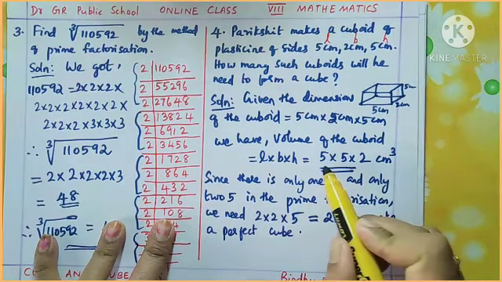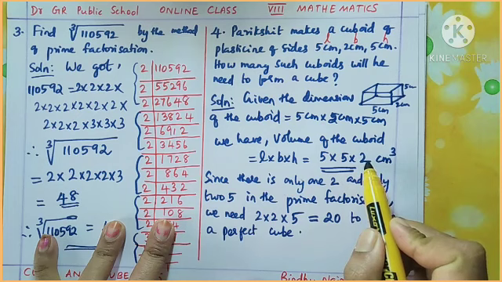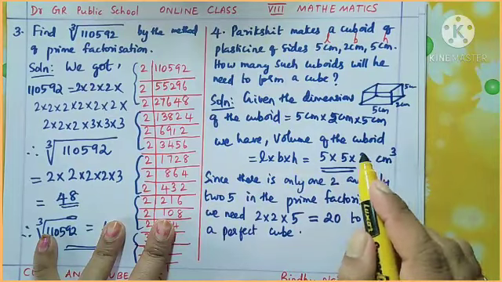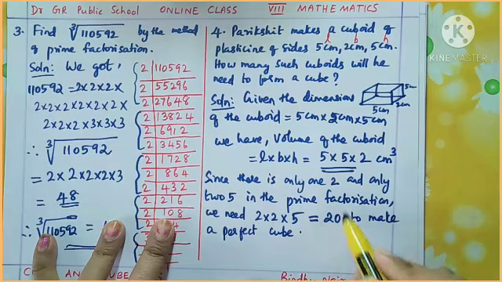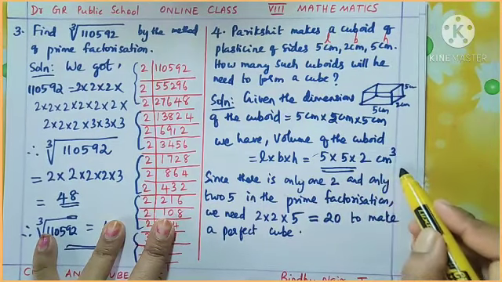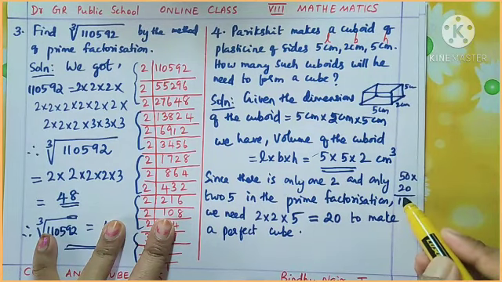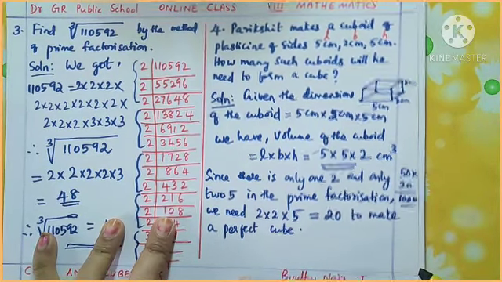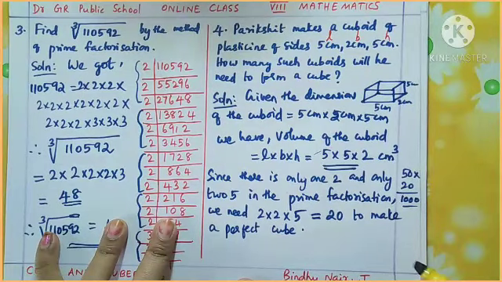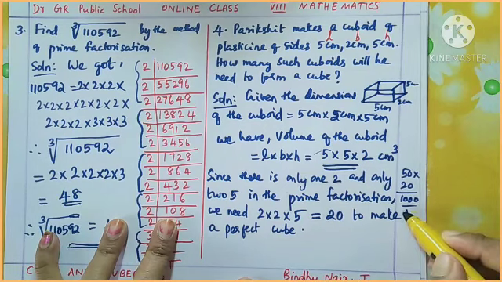Understand? So here you see, when you multiply these three numbers, 5 into 5, 25 into 2, 50. But you know 50 is not a perfect cube number. But when you multiply this 50 by 20, correct? So this 50 is already there, multiplied by this 20. What is the answer? Yes, 1000. So 1000 is a perfect cube. What is the cube root of 1000? 10. 10 into 10 into 10 is 1000. So that means this 1000 is a perfect cube.